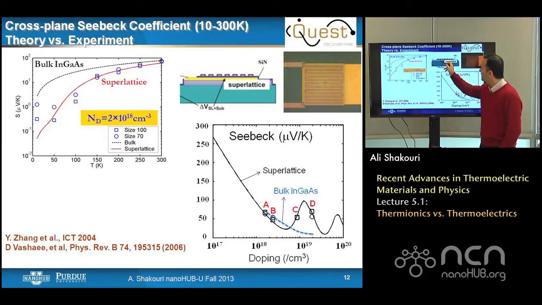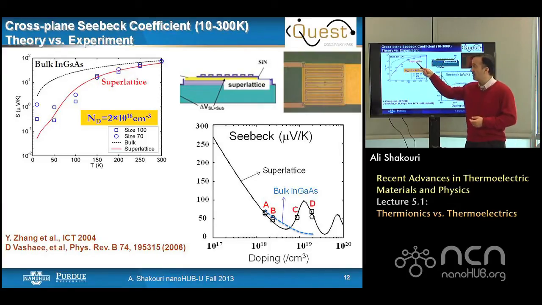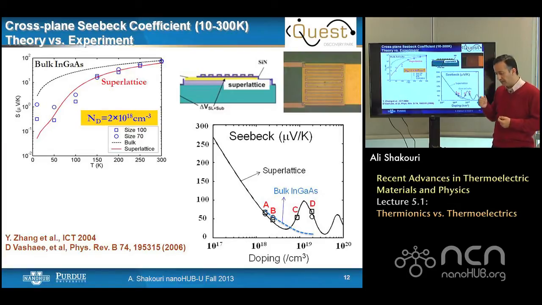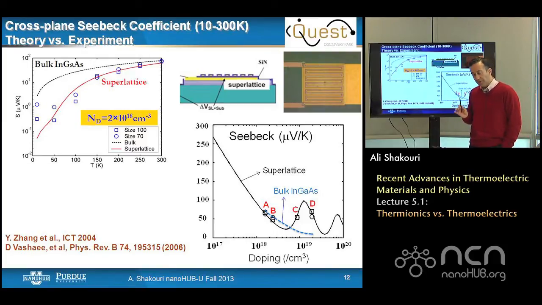Just a quick reminder of how we measure cross-plane Seebeck. We had tiny heaters fabricated on top of a superlattice, as well as a reference. This is a top view of the heaters. Under the heater, we had an electrode, so you can heat up here, measure the temperature, and from the voltage measure the resulting cross-plane Seebeck. Again, quite sophisticated, but with the right device processing, one can achieve that. So this theory is good.